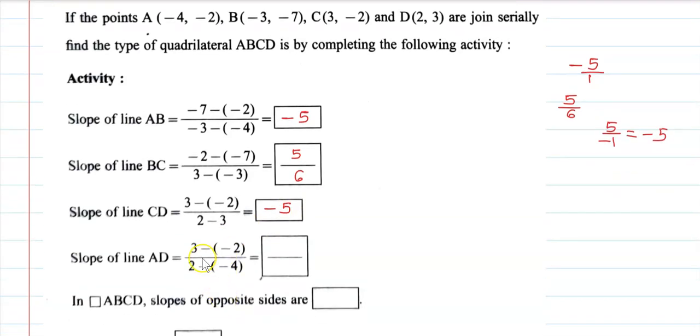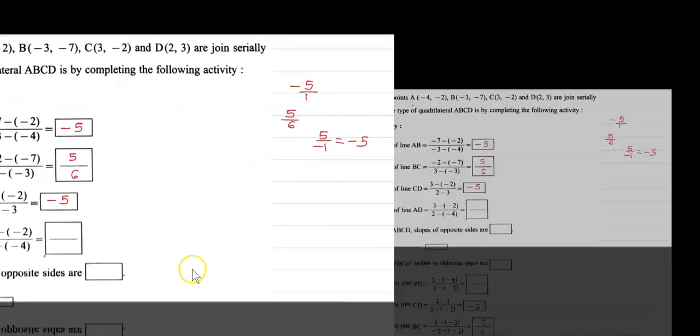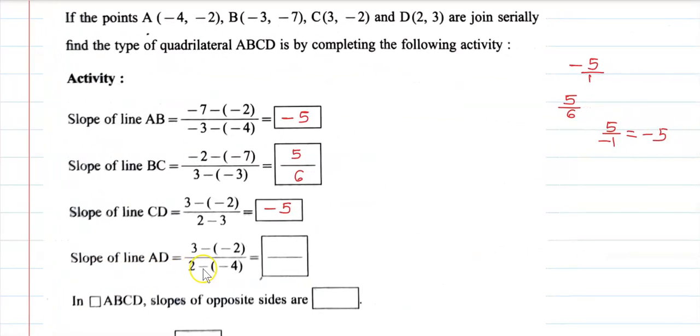Okay, next the slope of AD. Again this minus and minus will become plus. 2 minus in bracket minus 4, what will that be? It will be plus. Therefore 5 upon 6. In quadrilateral ABCD, the slope of opposite sides are equal. AB and CD are the opposite sides. BC and AD are the opposite sides. Therefore, I will write here equal.